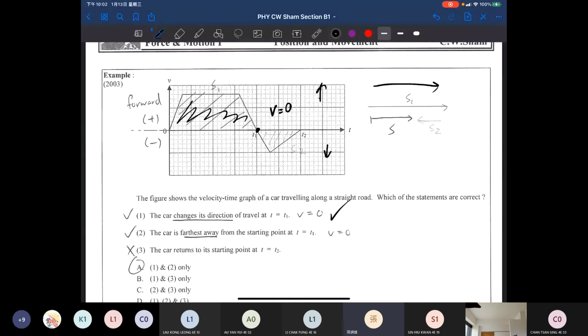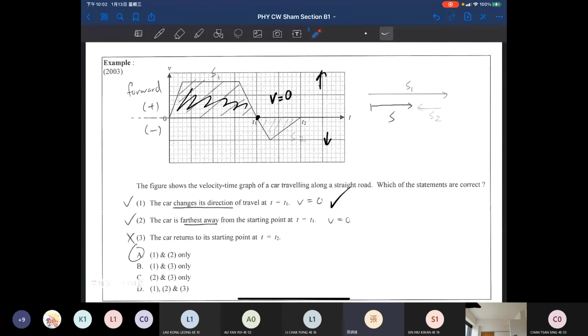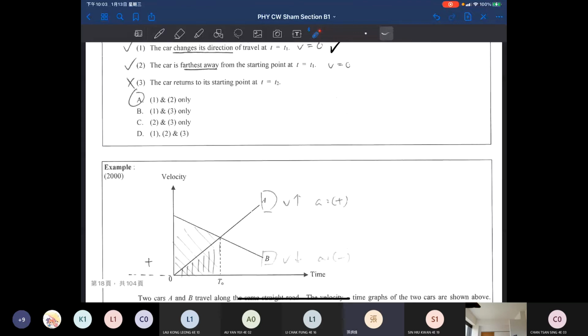It would be like this one. And then for the second part, this part is actually moving backward. Therefore, for the whole journey, this is the longest distance from the original point. And it returning to its starting point at t equals to t2 is not correct, because this area is smaller than the first part. So it's only going backward a little bit, and hasn't returned to the original position. So 1 and 2 only.